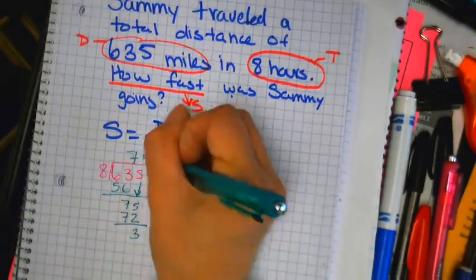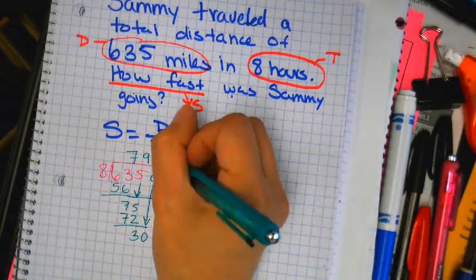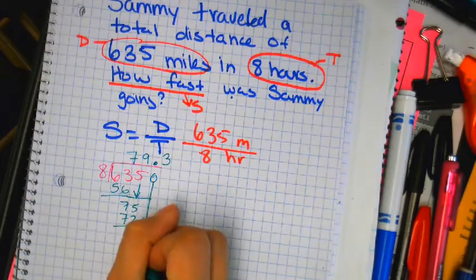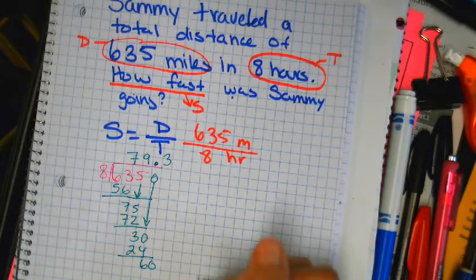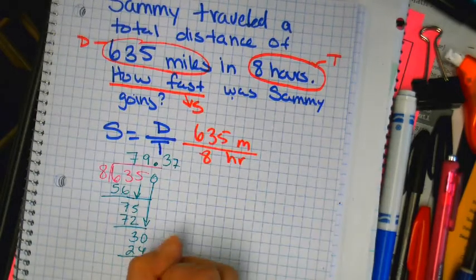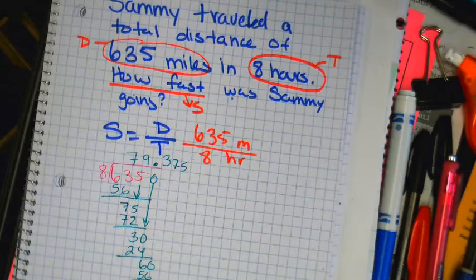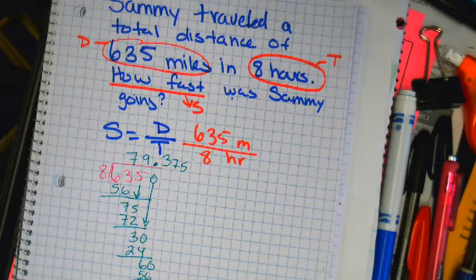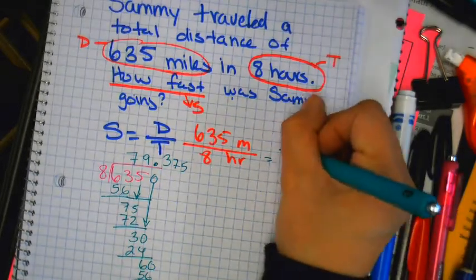Remainder 3. Add a decimal. Bring it down. 8 goes into 30 3 times. That gives me 24. Remainder 6. Bring down a 0. 8 goes into 60 7 times. 56. Remainder 4, then 45. Told you it would end. Don't be scared of dividing. Don't be scared of decimals. Okay. Now, let's round to 79.